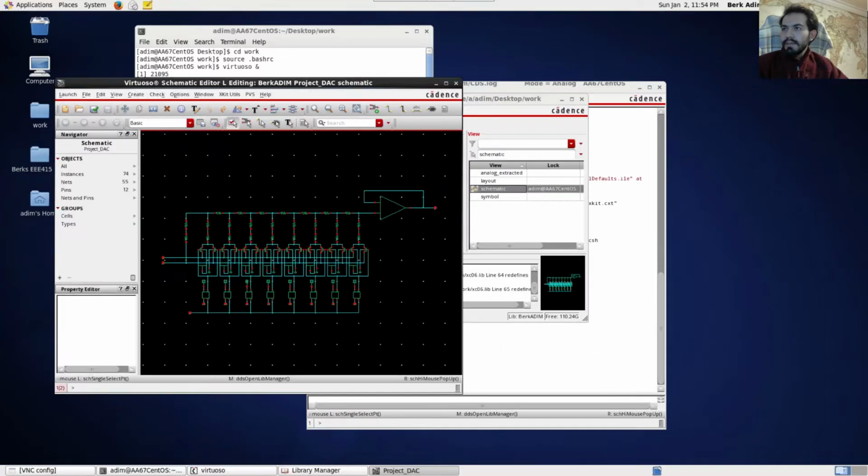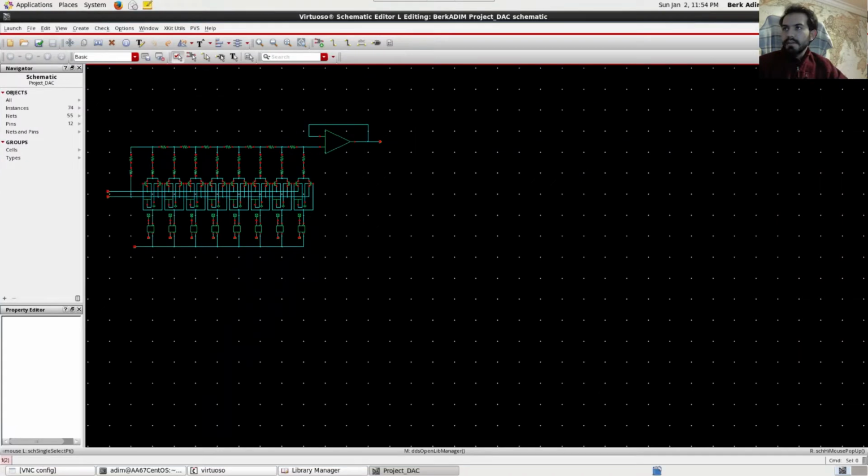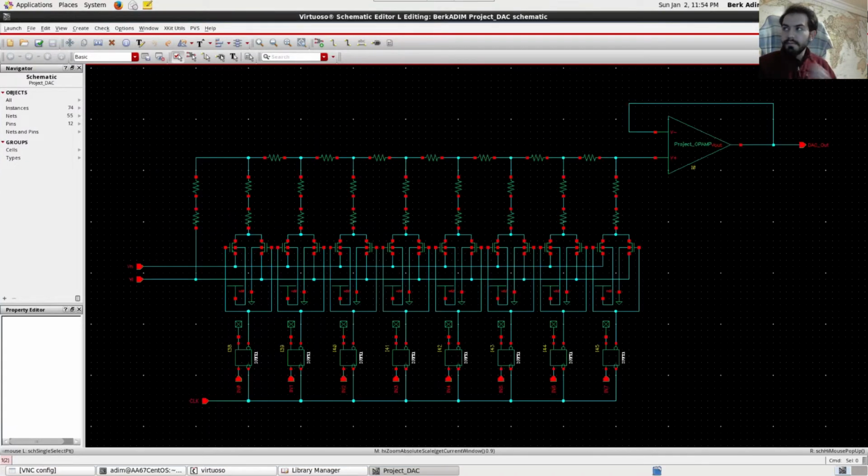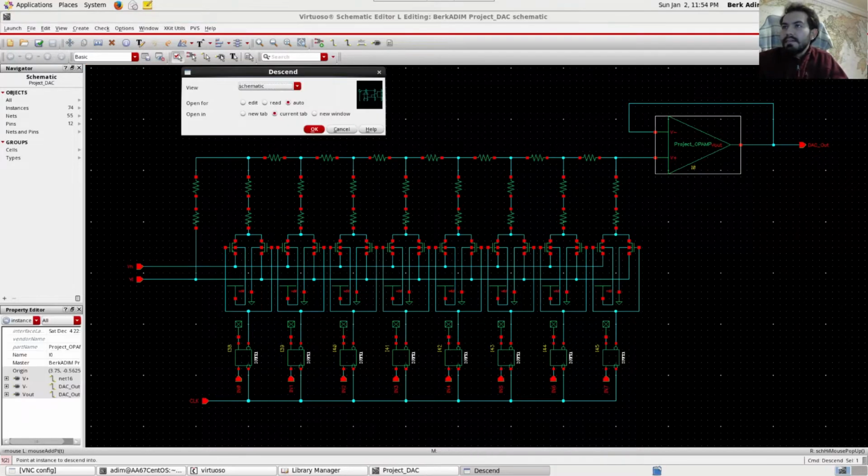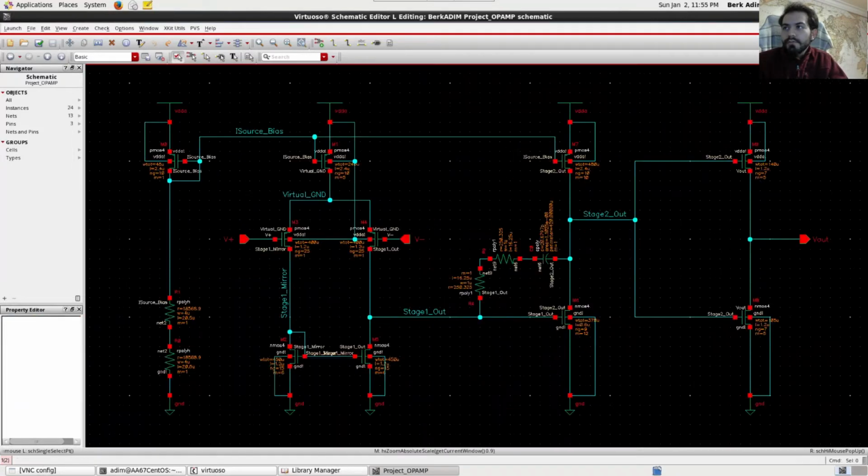So let's start with the schematic, because there are actually some things I want to go over in the schematic form. As you can see, we have a classic R2R network and a buffer op-amp DAC architecture. What's the challenge in designing that? It's a standard topology after all. Well, in the next 3 minutes or so, I will tell you all about the challenges in the design. Let's go over the op-amp first.